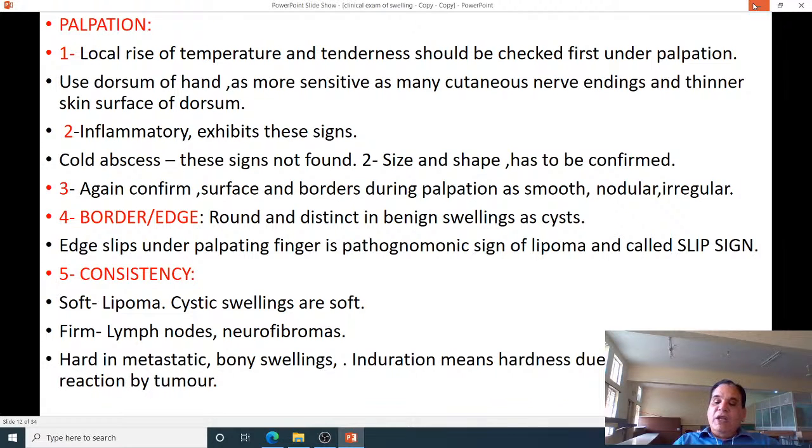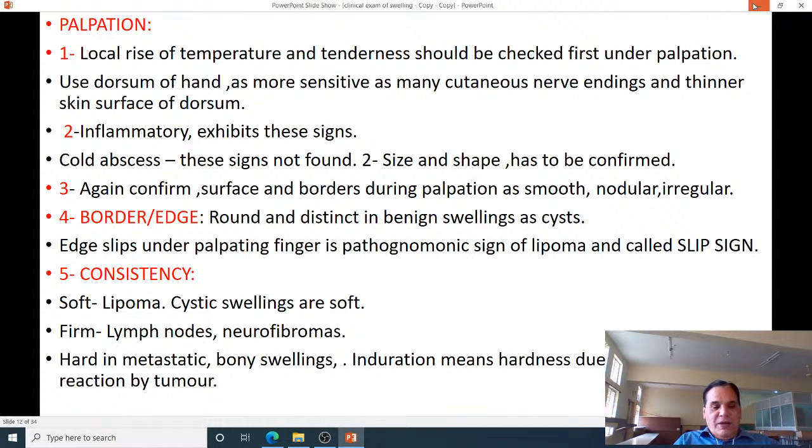What is it? Whenever you press over the lipoma at the periphery, it will slip, it will go away. It is going away, not indenting. If it is sebaceous, it will indent. It is lipoma, it is going away, running away from you. That is the slip sign. So this is the question: slip exam. It is SLIP, not SLEEP. Slip exam, short examination.